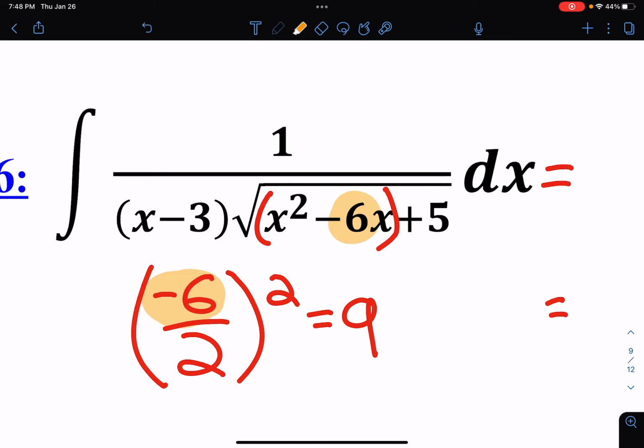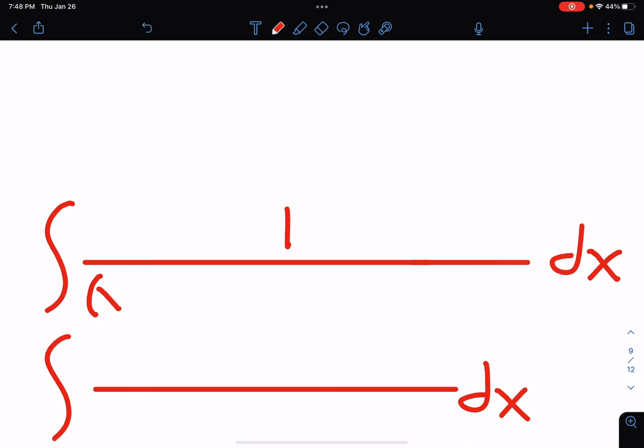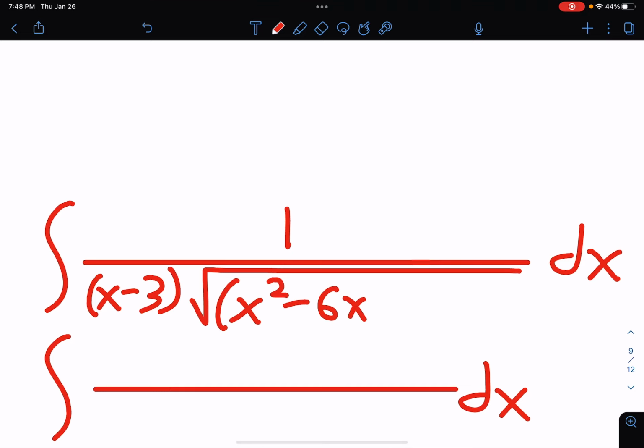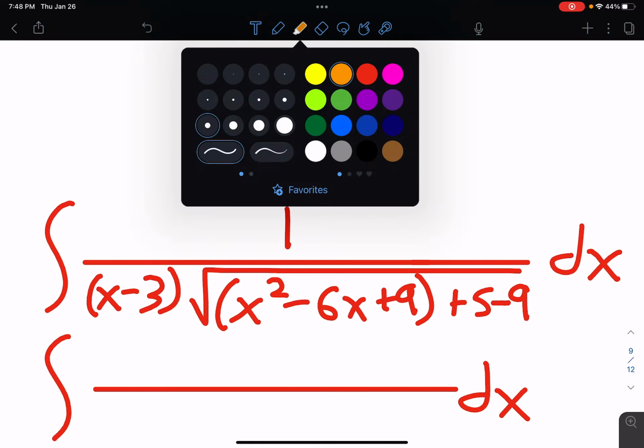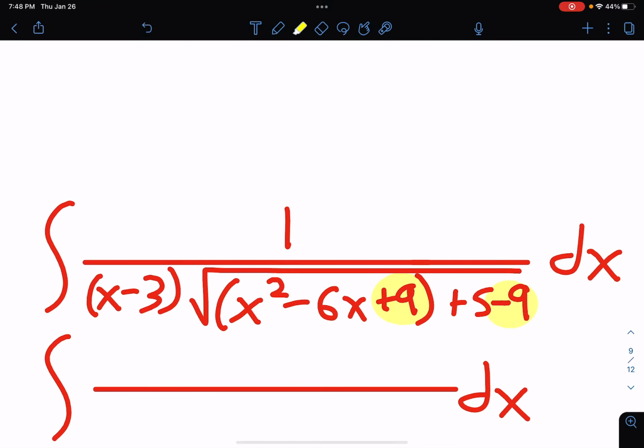Okay, and so let me go ahead and rewrite this integral as 1 over the quantity of x minus 3 times the big square root of x squared minus 6x plus 9. And then I had the plus 5. And so I'm going to subtract 9 from that to balance it out. So add 9 minus 9 in order to get that to balance out.